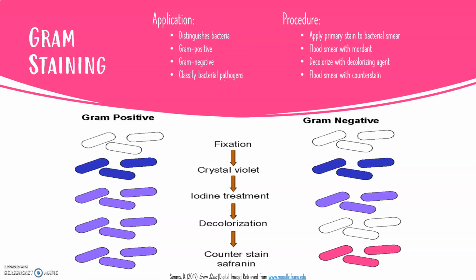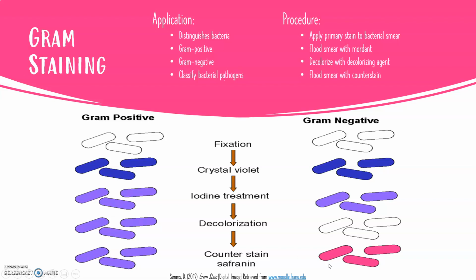For our first differential stain, the gram stain, it's a differential technique that distinguishes bacteria based on their cell wall structure. This stain is also used to classify bacterial pathogens. So here you can see that the gram positives end up being purple after the procedure is complete. It's because crystal violet, the primary stain, whenever it is added, will bind to the peptidoglycan that is within the gram-positive cell wall.